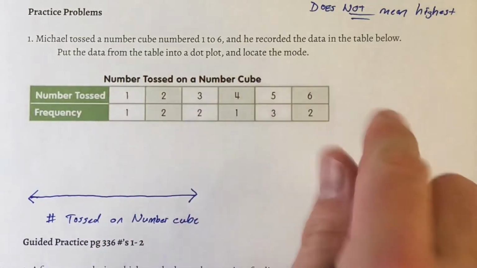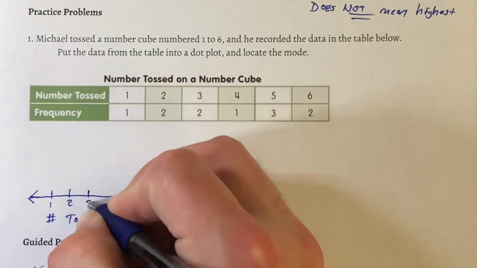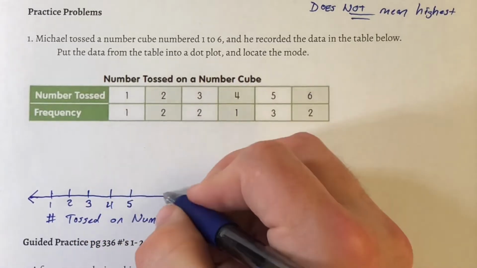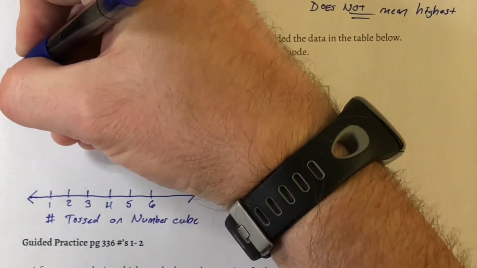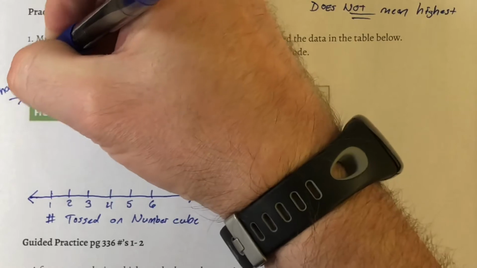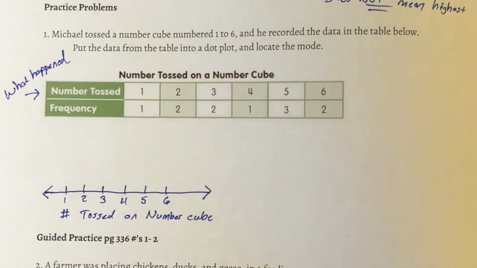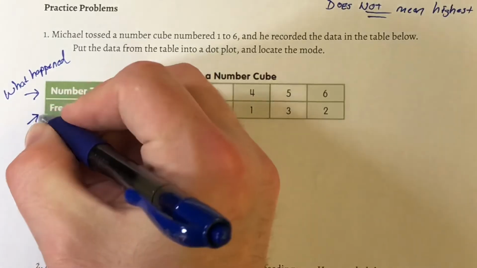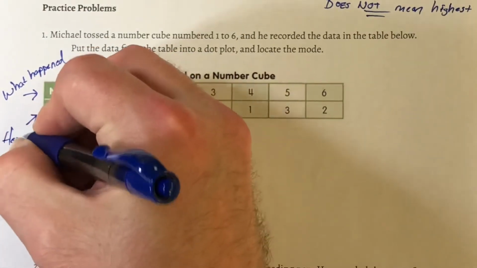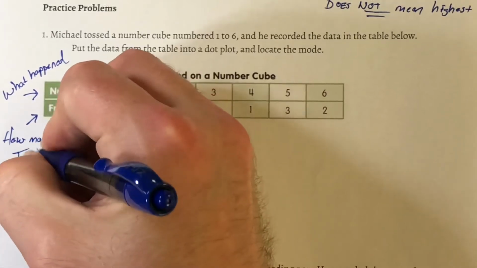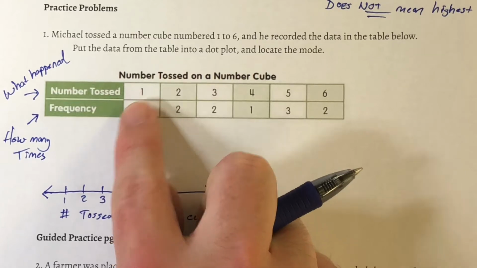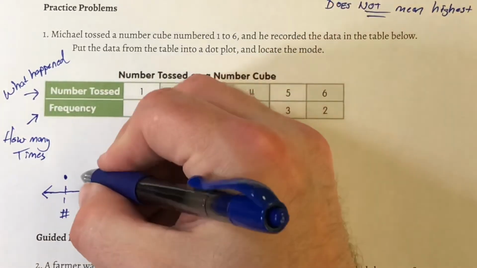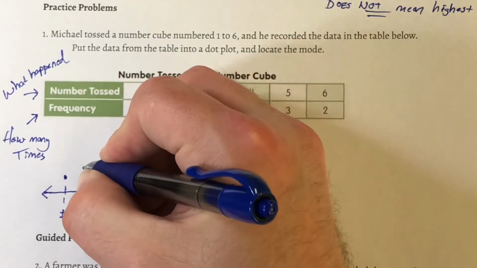What are the possible numbers that you could roll? A 1, 2, 3, 4, 5, and 6. So the top is what happened, and that's our title again. And the bottom is frequency, or how many times it happens. So first, how many times did Michael toss the number 1? 1 time. So we place 1 dot above 1. How many times did he roll a 2? 2 times. So we'll place 2 dots.